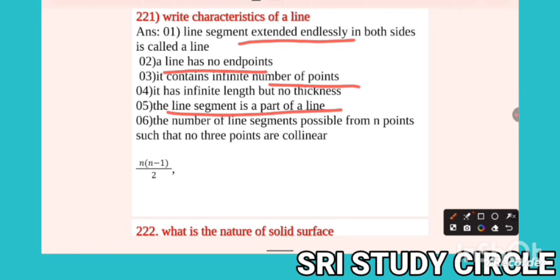A line segment extended endlessly in both sides is known as a line. A line has no endpoints. It contains an infinite number of points. And one more: the number of line segments possible from n points such that no 3 points are collinear is n times n minus 1 by 2. These are the main characteristics of a line.